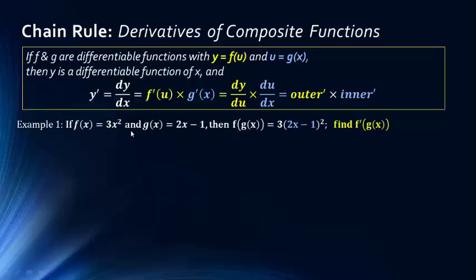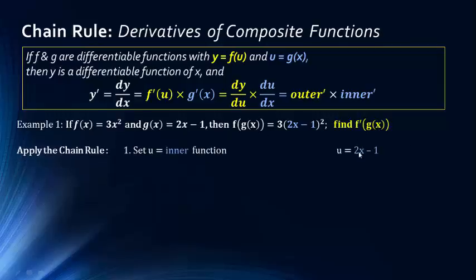So if we have f of x equals 3x squared and g of x equals 2x minus 1, notice then our composite function is 3 times the quantity of 2x minus 1 squared. Hey, that's the one we just did. So we already know what this answer is for the derivative when we multiply it out. But we want to use the chain rule to solve this same problem. So don't multiply this out and solve that. We want to find the chain rule.